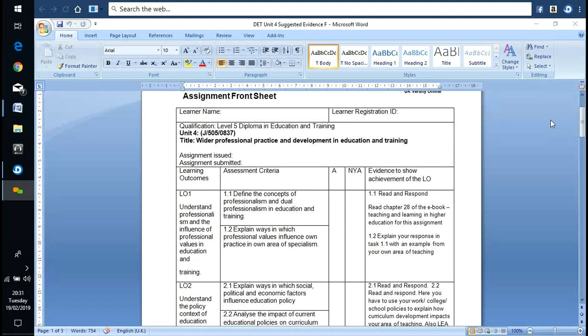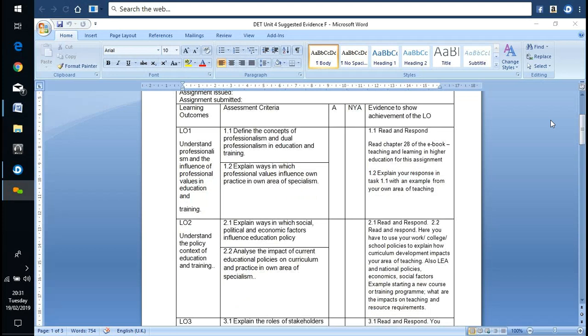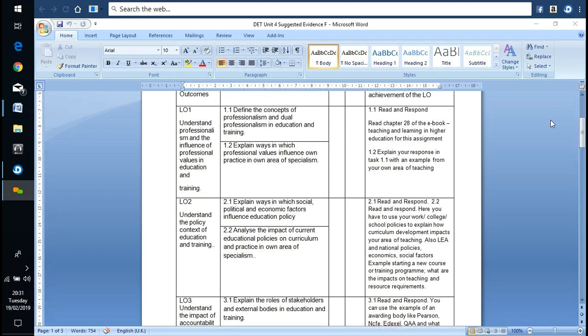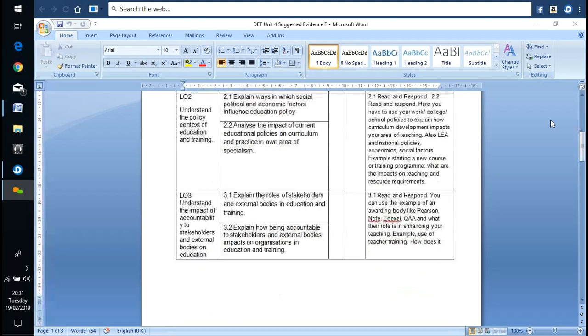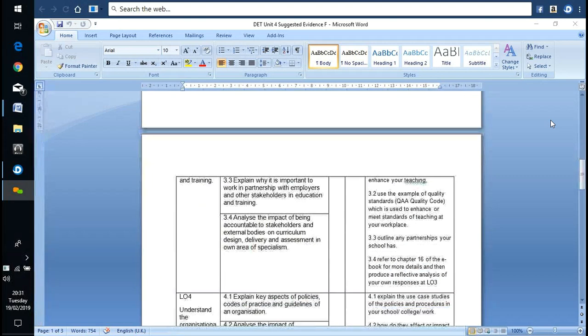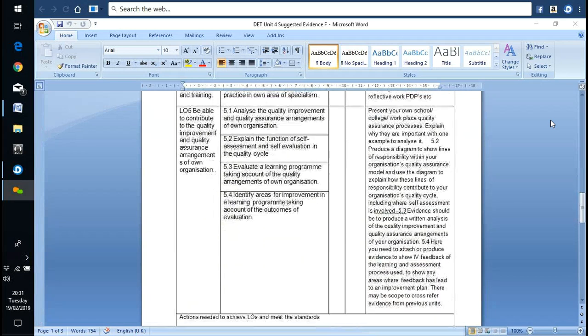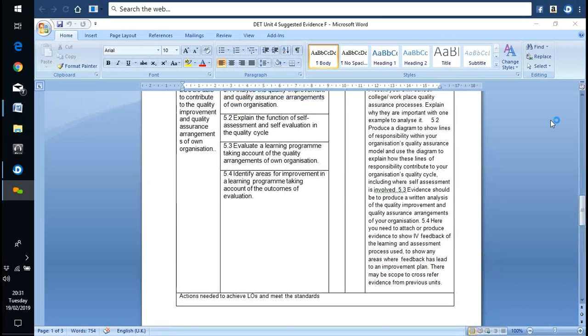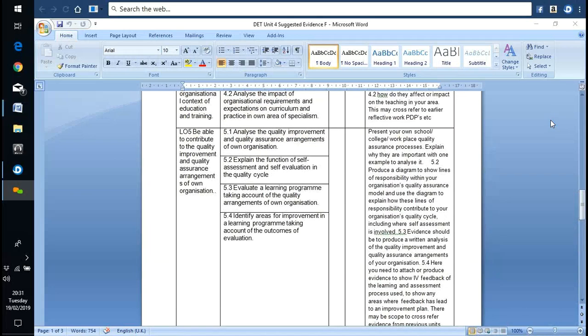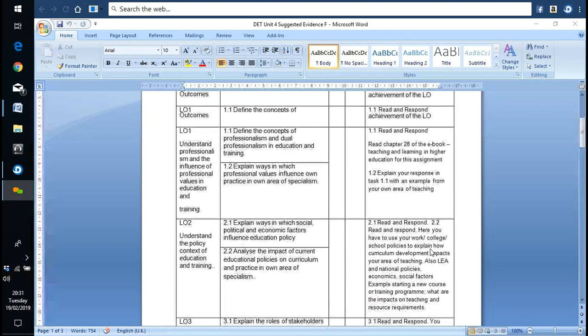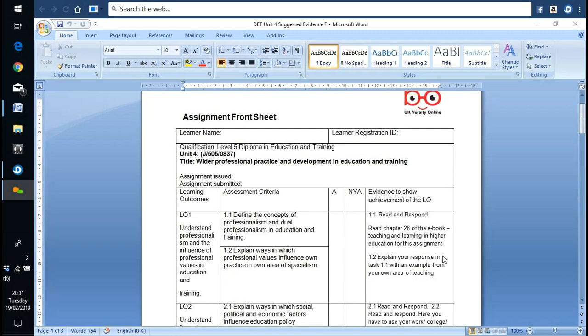Right, now, Unit 4, wider professional practice in development in education and training. Learning objectives 1 and 2 only have 2 assessment criteria. LO3 has 4. LO4 has 2. And LO5, which is the last one, has 4 as well. You can see there's an awful lot of writing in the corner here, which I've added to this. So what we'll do is I will go through that bit by bit.